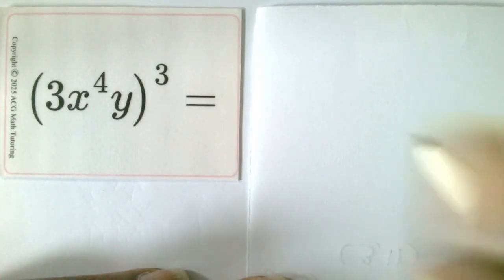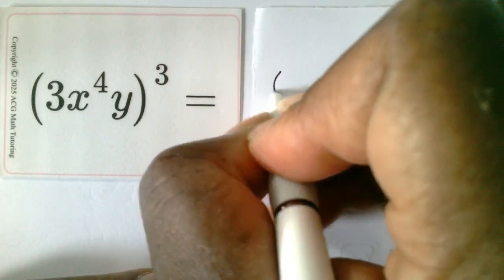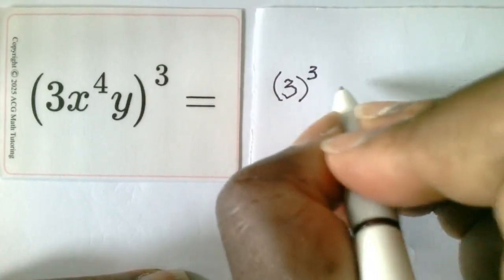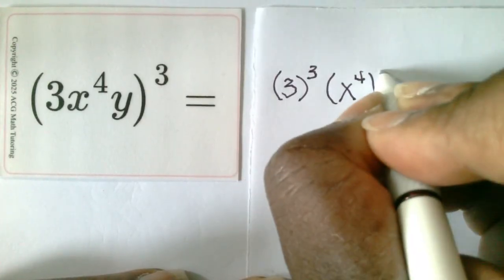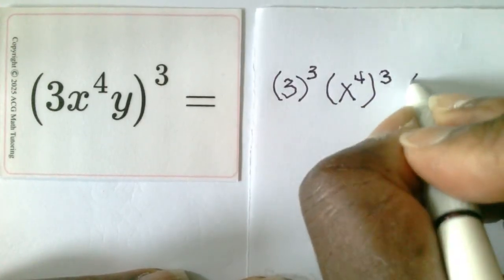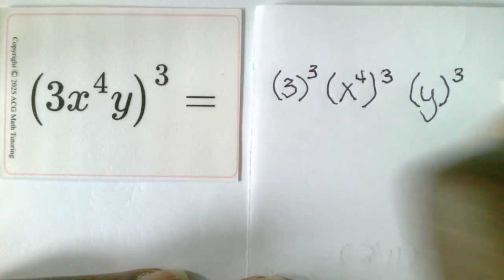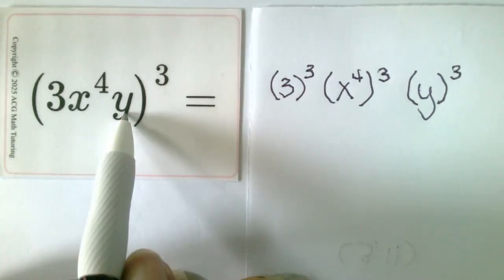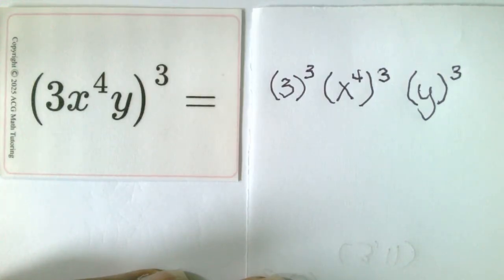So let's take a look. I like to separate everything until I get used to it. So what I'm saying is I'm going to take this 3 and I'm going to raise that to the third power. I'm going to take the x to the 4th and I'm going to raise that to the third power. And then I'm going to take my y and I'm going to raise that to the third power. So I'm giving each of these terms or elements and I'm going to raise it to the third power.